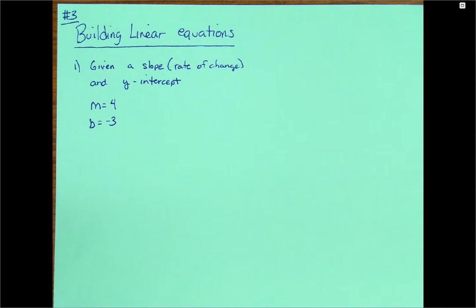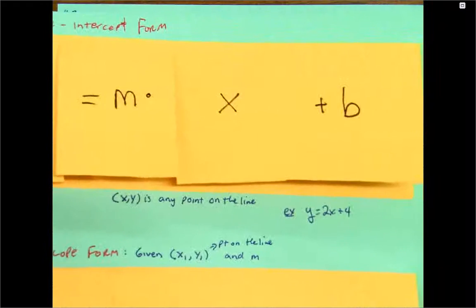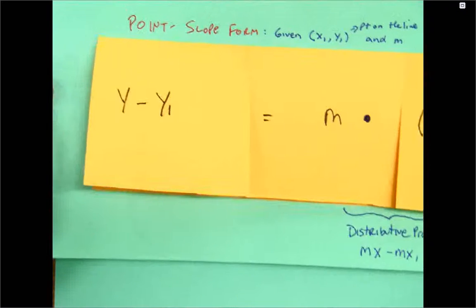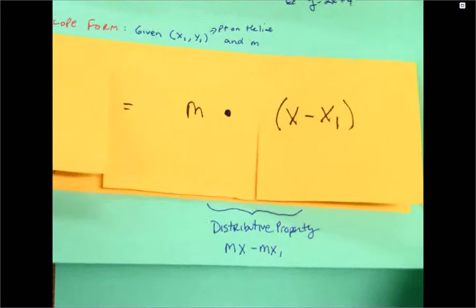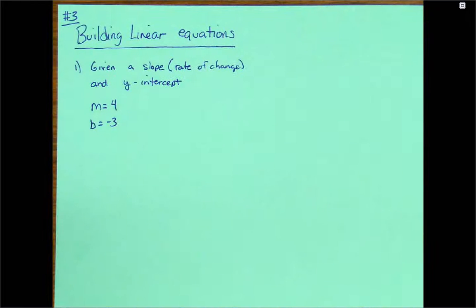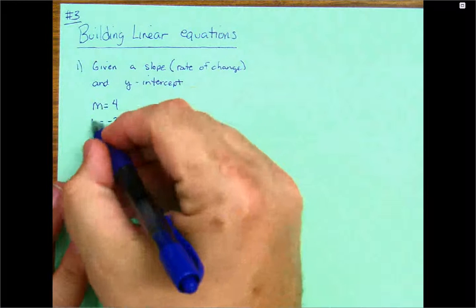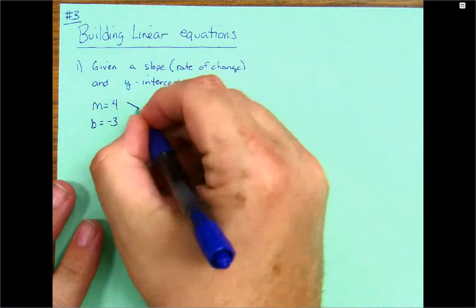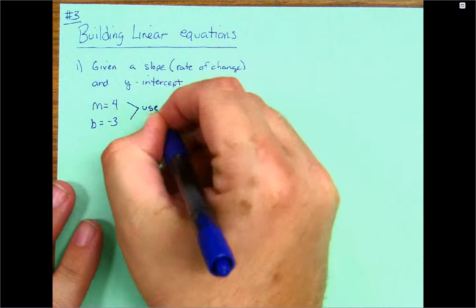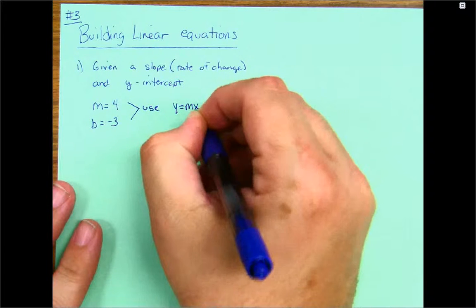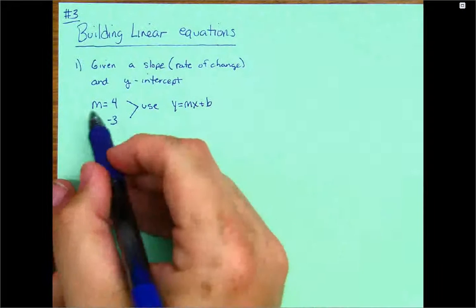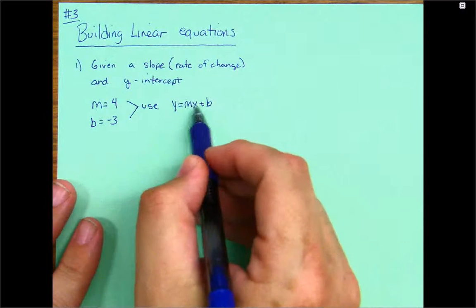There's one of two equations that you're going to use. And here they are. Y equals mx plus b, or y minus y1 equals m times x minus x1. Now, if you're just given an m and a b, we're going to use y equals mx plus b, because you have the two parts that are missing.